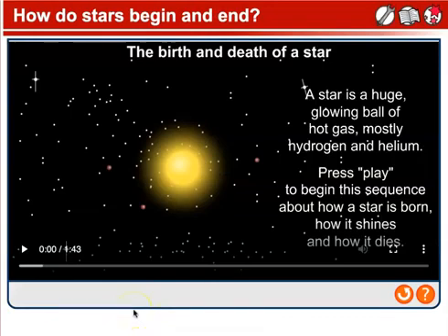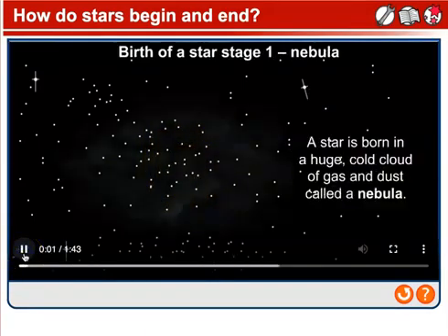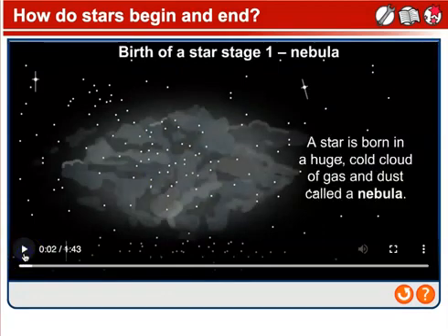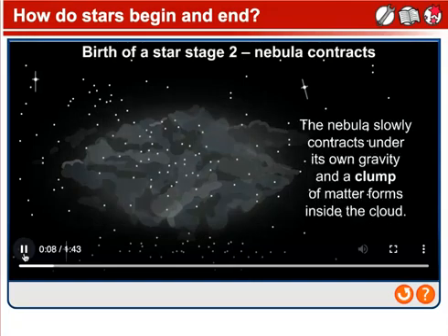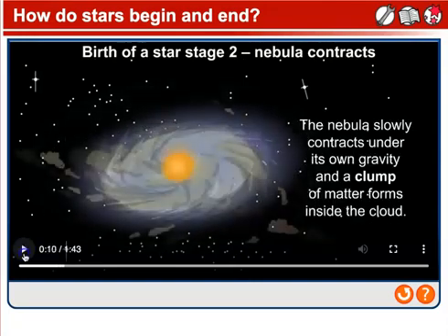So how do stars begin and end? The birth and death of a star. A star is a huge glowing ball of hot gas, mostly hydrogen and helium. A star is born in a huge cold cloud of gas and dust called a nebula. The nebula slowly contracts under its own gravity, and a clump of matter forms inside the cloud.